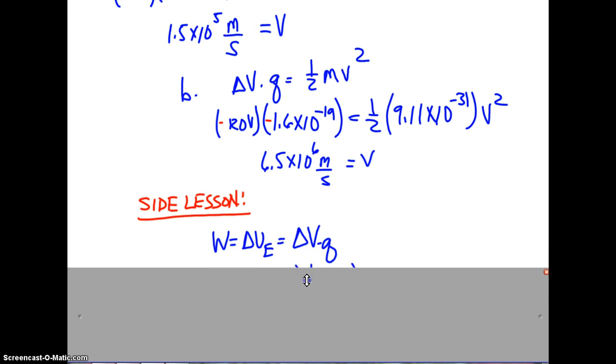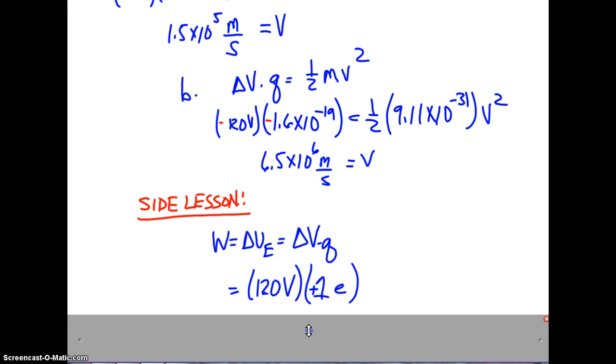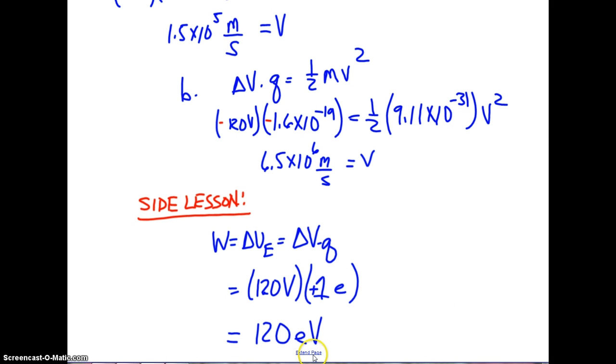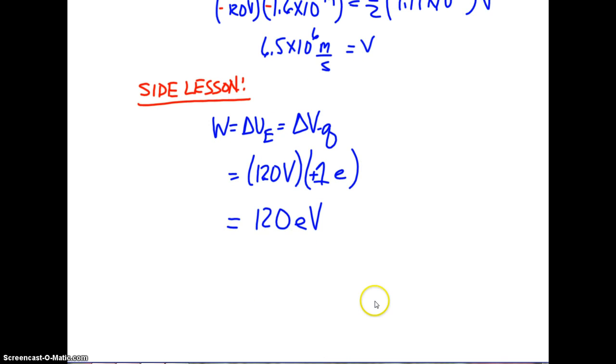A little side lesson here before we end our discussion on these three problems. Sometimes we use an alternate energy unit to express the energy when we're dealing with a small number of electrons. That alternate unit of energy is called an electron volt.